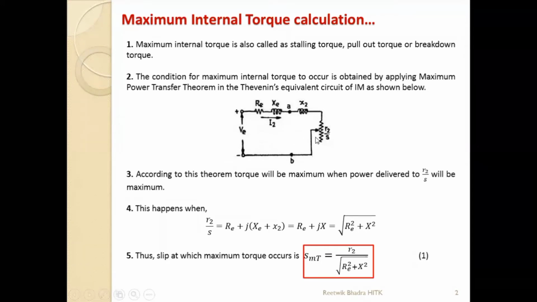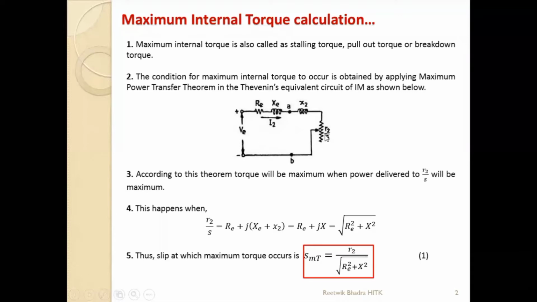If you remove this R2 by S from this circuit, what is the impedance? Re plus j(Xc plus X2). Those two impedances should be equal. Then only maximum power will be transferred to the load. Xc plus X2 here I have taken as capital X. So that becomes Re plus jX, and its magnitude is the square root of Re square plus X square. At this point your maximum power is transferred to the load.